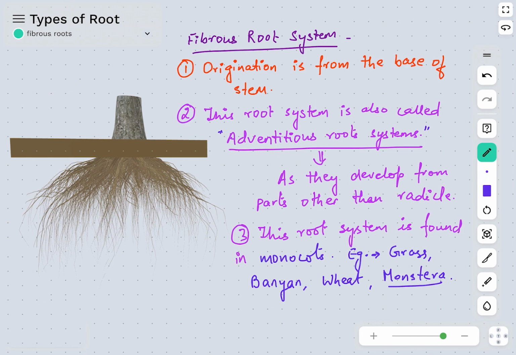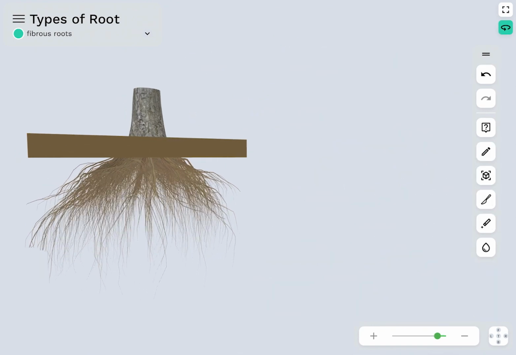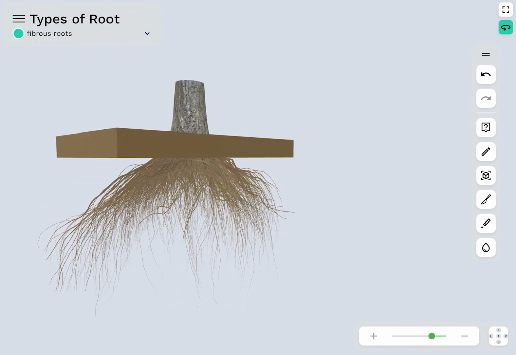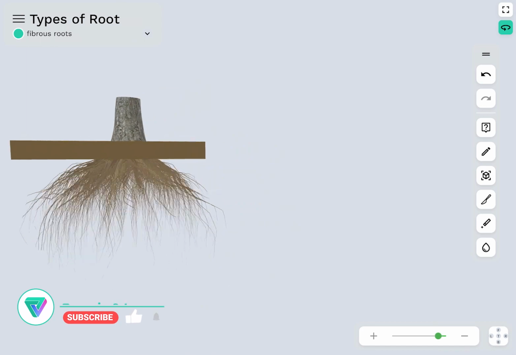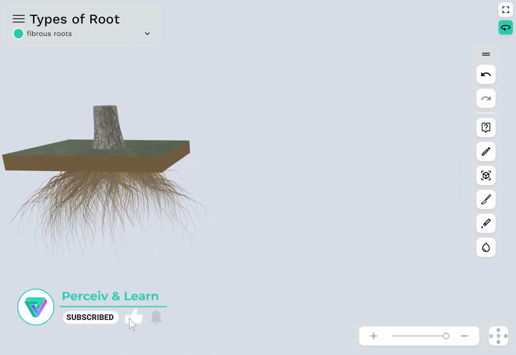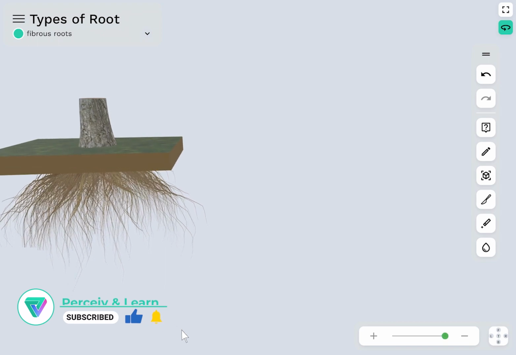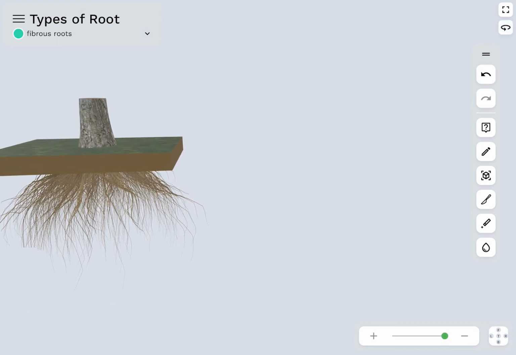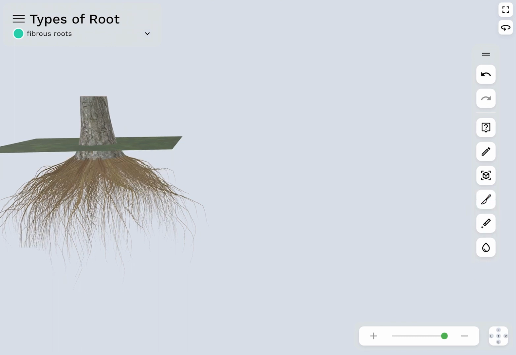All right, now we will talk about some of the modifications. Just like in the case of taproots we have discussed, we will now discuss some of the modifications in the case of fibrous root systems. In the meanwhile, we can just look at the model of this fibrous root system, how it is going to look. Now, this is more precise. As you can see, it is originating from the base of the stem, and the upper portion is the elongated stem part. Now we will talk about some of the modifications.